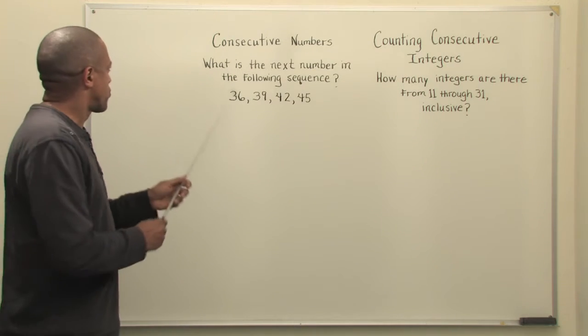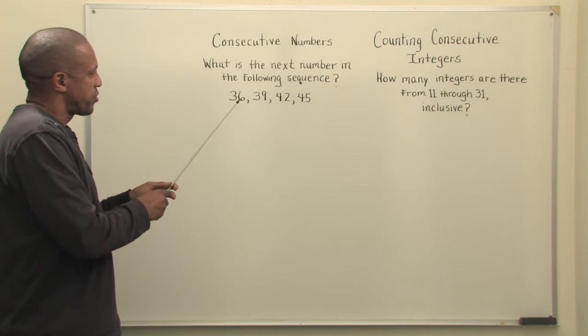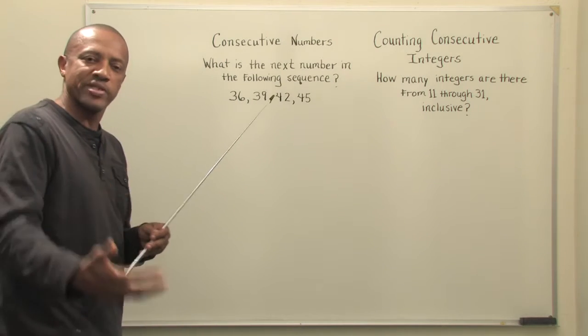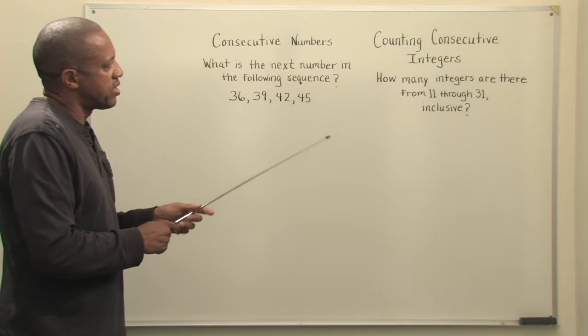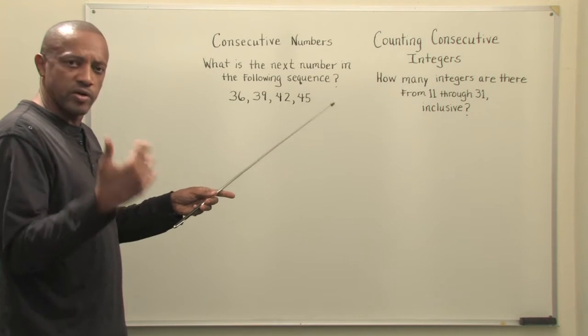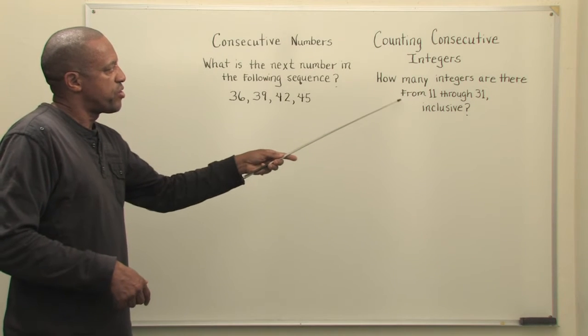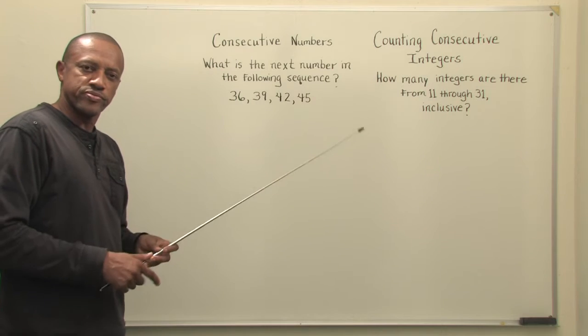First problem is, what is the next number in the following sequence? 36, 39, 42, and 45. What would be the next number? Okay, the second question I want you to think about is how many integers are there from 11 through 31 inclusive?